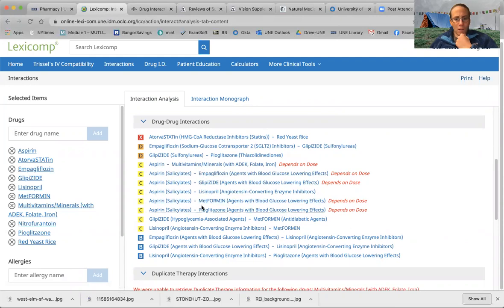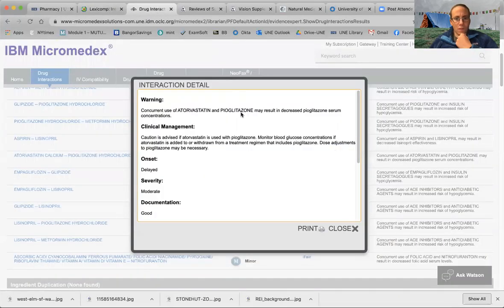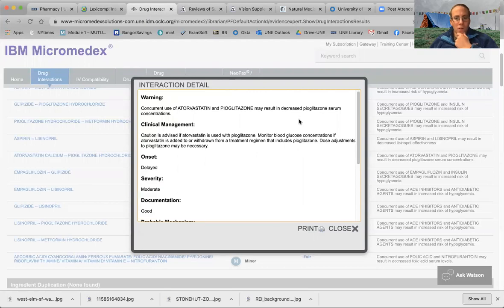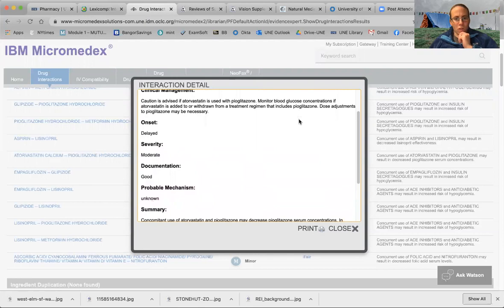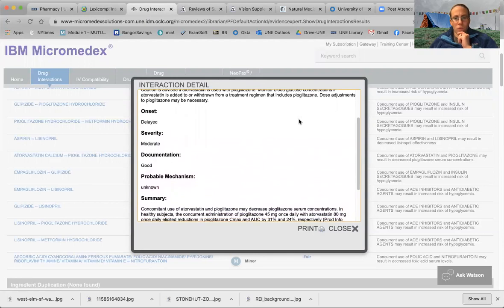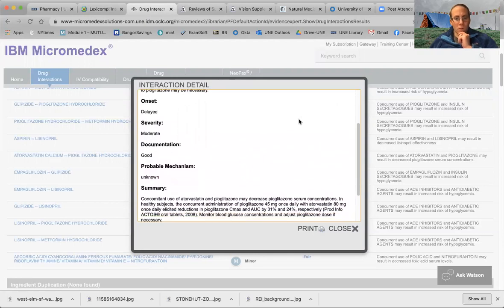I don't see that as an interaction here. So what's this telling me? Atorvastatin and pioglitazone may result in decreased pioglitazone serum concentrations. Monitor blood glucose concentrations if atorvastatin is added or withdrawn from the treatment regimen. Dose adjustments may be necessary.